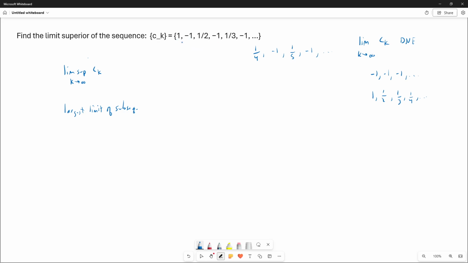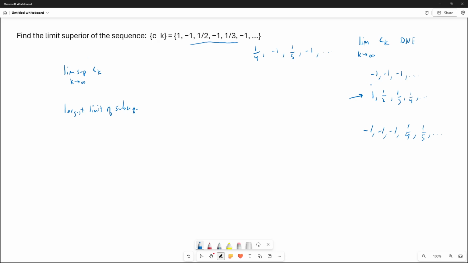And I think there's really only two main subsequences here of this sequence that have limits that exist. Of course, you can make variations of these, technically infinitely many of them. You could start with -1, -1, -1, and then go to 1/4, 1/5, etc. But that's essentially the same as this sequence: 1, 1/2, 1/3, 1/4, etc.